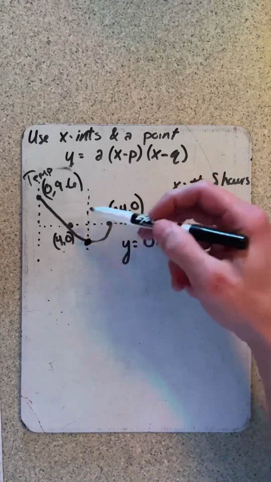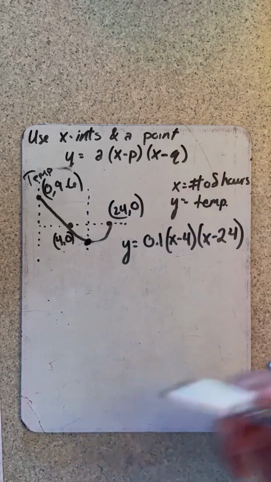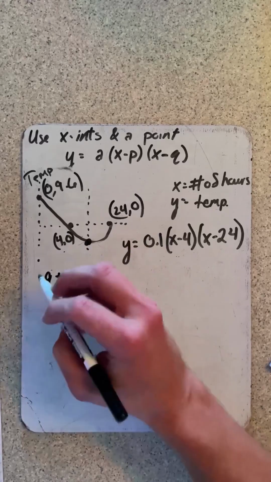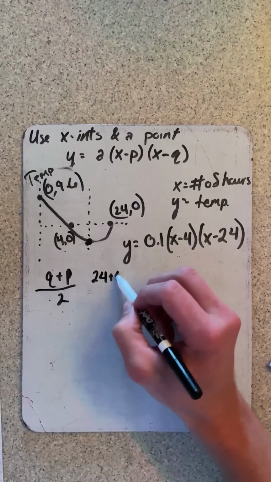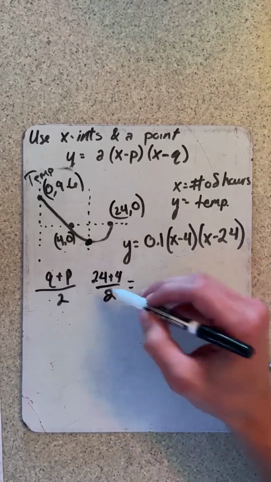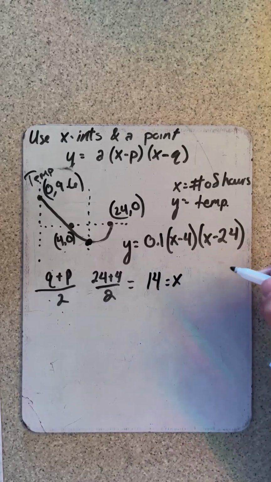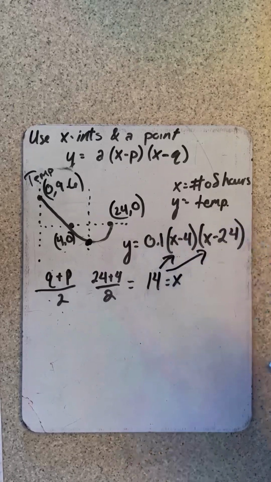In order to do that, that's going to be the y value of where the axis of symmetry is. So nothing changes. I have to find the axis of symmetry. We do q plus p over 2. So it's going to be 24 plus 4 over 2. So 24 plus 4 is 28, divided by 2 is 14, which is the axis of symmetry. Now I have to plug this in here to get that temperature.